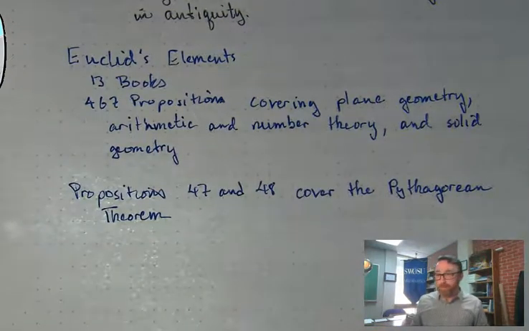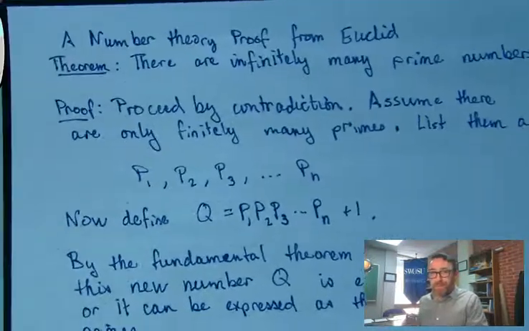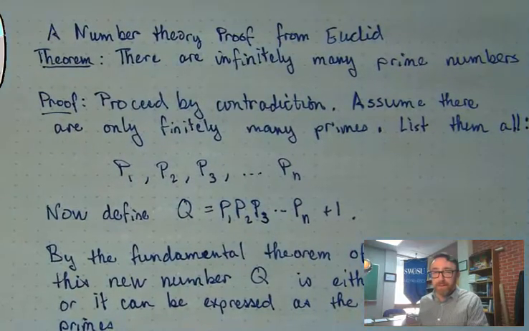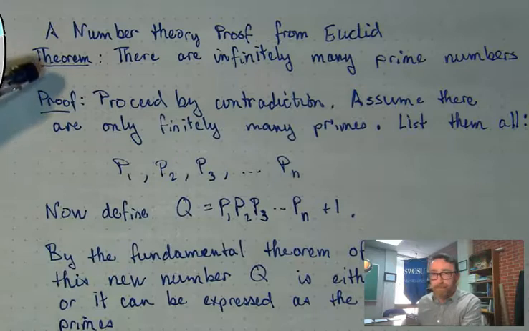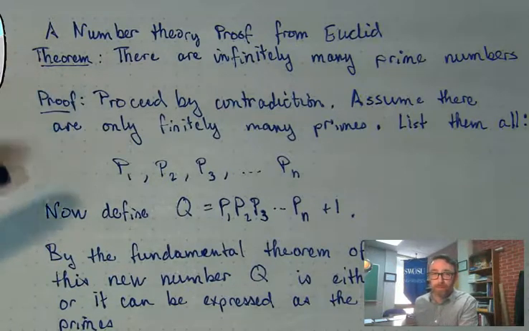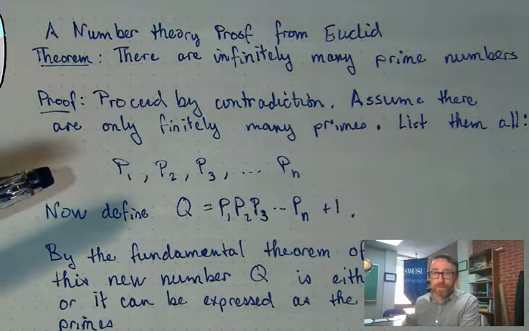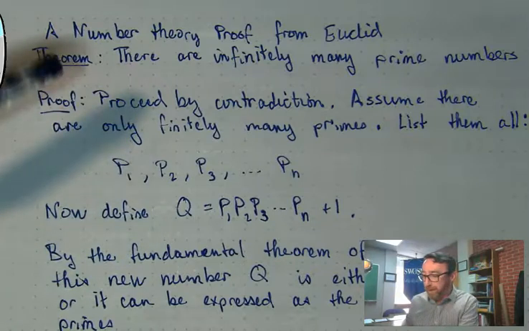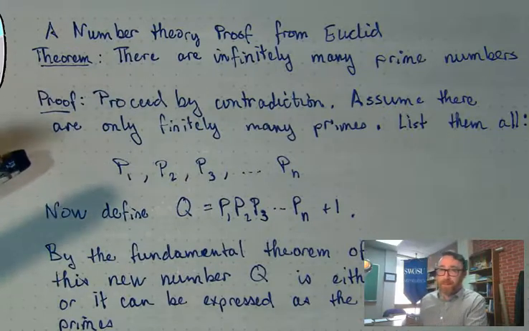Okay, so I want to talk about an important feature in Euclid's Elements. This is a proof that every mathematics student should know, and this technique should be familiar to us all. Okay, so the claim is that there are infinitely many prime numbers. So once again, proceed by contradiction and assume that our claim isn't true. We'll assume it's false. So we'll assume there are finitely many prime numbers.